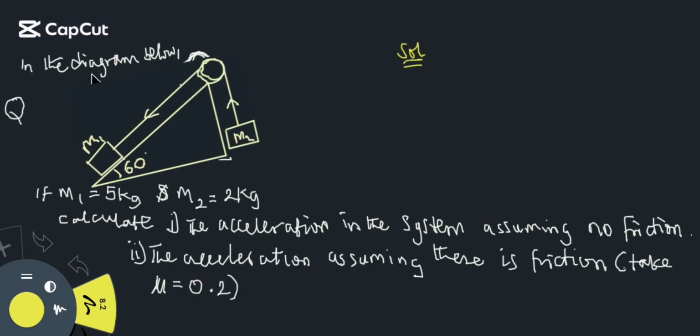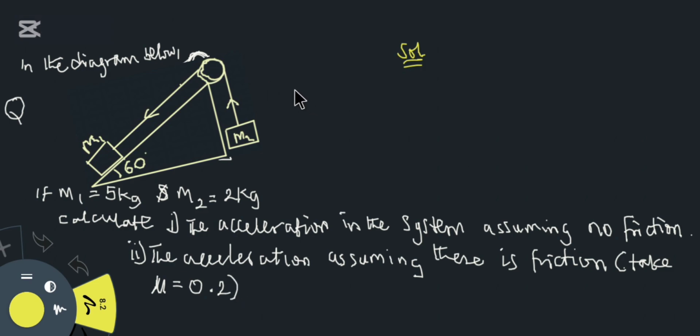In today's physics class, we shall be solving this problem. The question says, in the diagram below, if m1 is 5 kg, m2 is 2 kg, calculate the acceleration in the system, assuming there is no friction, and also calculate the acceleration, assuming there is friction. Take the coefficient of friction to be 0.2.